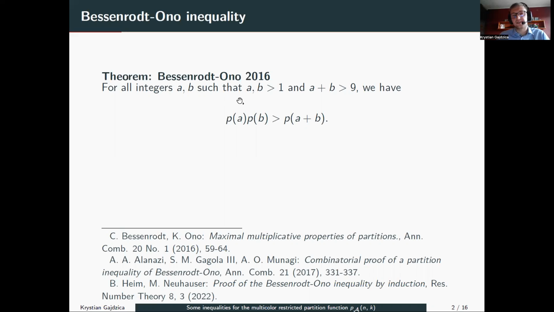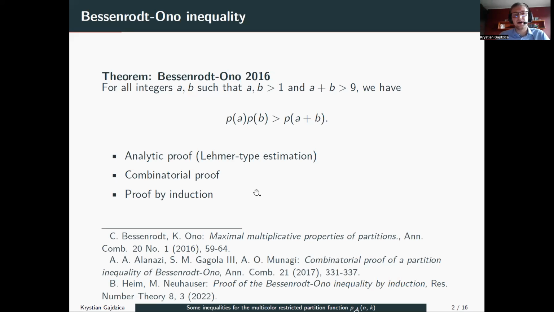Their proof is based on the analytic behavior of the partition function. They used the theorem of Lehmer. More about this in a few minutes, but it is also worth saying that there are, as far as I know, another 2 proofs of this fact. Namely, Alanazi, Gagola, and Munagi proved this theorem in a combinatorial manner, and more recently, Hyman and Hauser showed this inequality by induction.